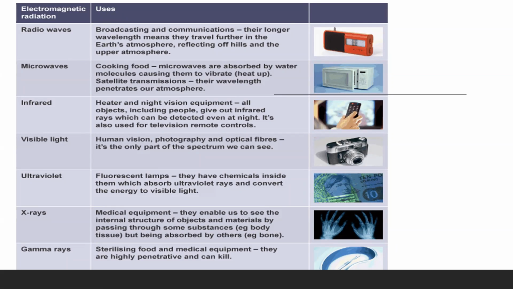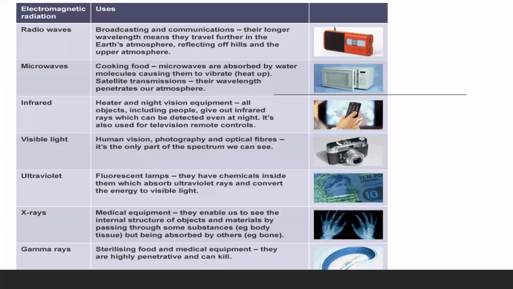And then we have visible light. You know the uses of visible light. What are they? Visible light is used for seeing objects, for human vision. It is also used for photography and even in optical fibers. And it's the only part of the spectrum we can see.